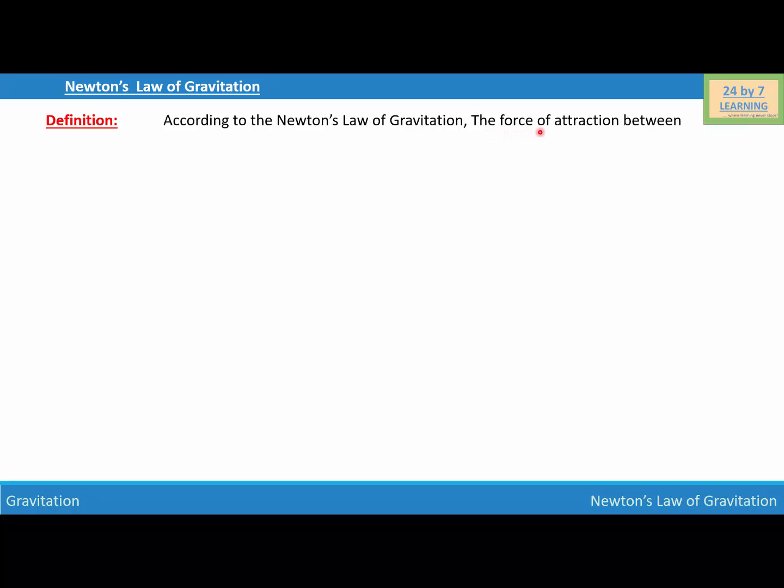Newton's law of gravitation. According to Newton's law of gravitation, the force of attraction between two bodies is... In order to explain Newton's law of gravitation, I'm going to consider two bodies of masses m1 and m2, and they are separated by r distance apart.